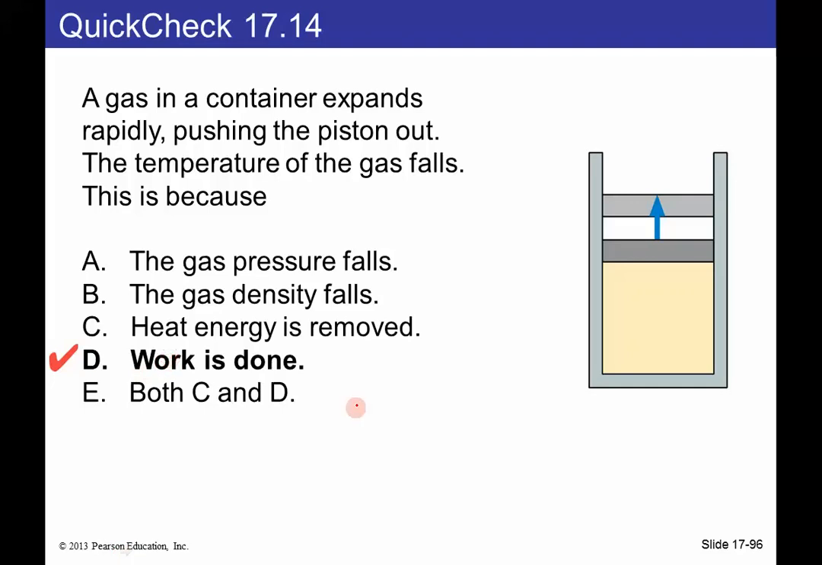Well, the temperature falls because work is done. Remember, delta E thermal is equal to, and this is a gas, nCV delta T, which is equal to Q plus W. So now there's no Q here because it expands rapidly. It's an adiabatic process. So the quantity that produced this delta T change is the work. It's the work done here. So it's all due to work.